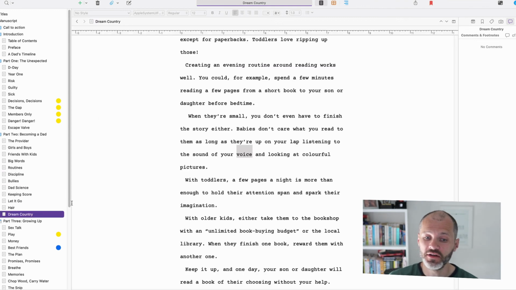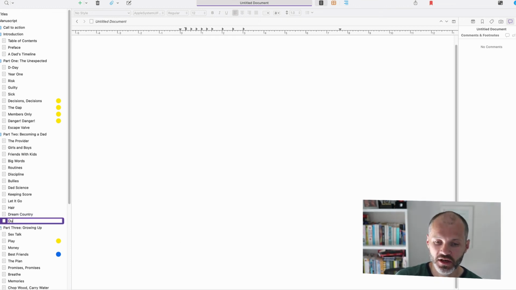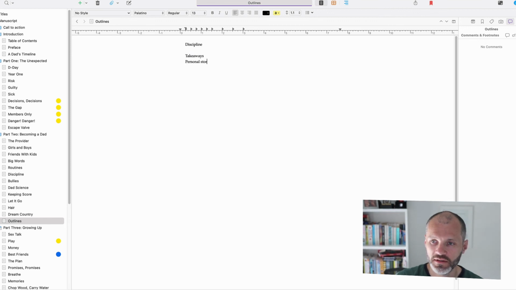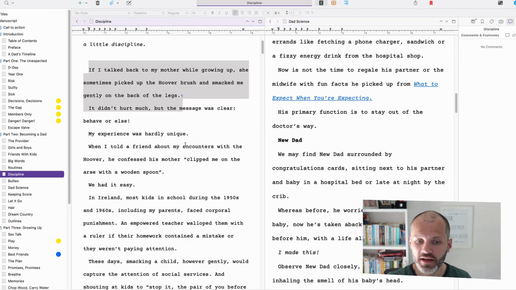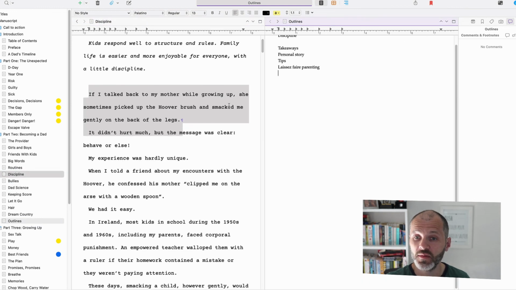And another option could be to simply create a section called outlines in your Scrivener file, and then you can do it the old-fashioned way. So takeaways, personal story, tips, and you could just have a few keynotes in a blank document in Scrivener or Word or Google Docs, and that could be enough for you to write your chapter in question. And then because it's Scrivener, you could have this open on the right hand side, and have your chapter open on the left hand side. That's another good way to write your chapter with an outline more quickly and easily.